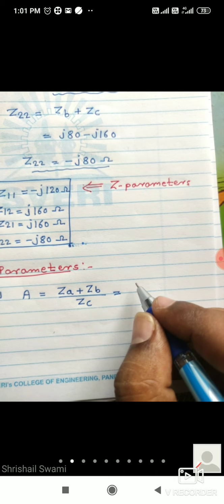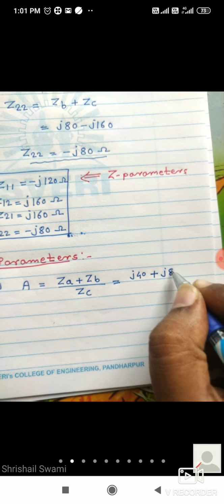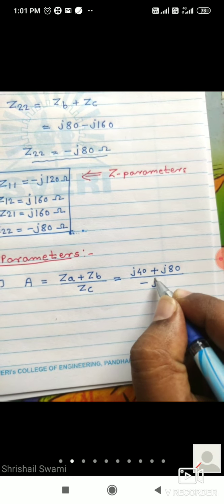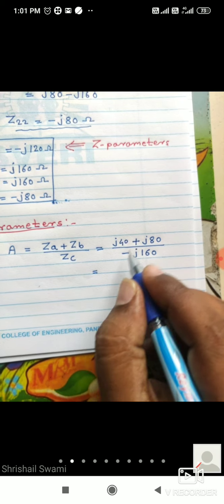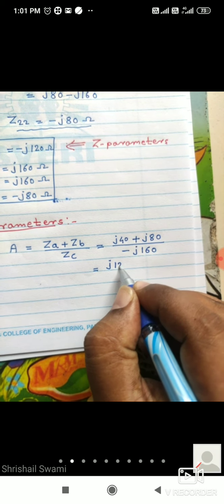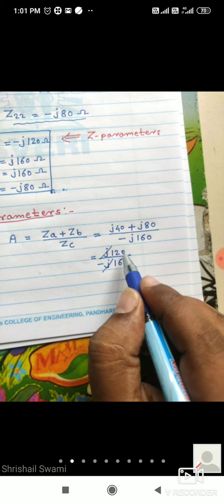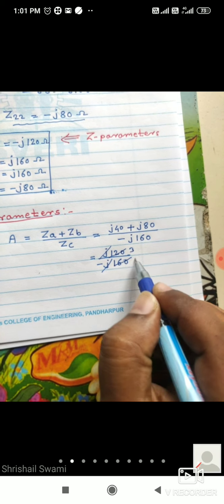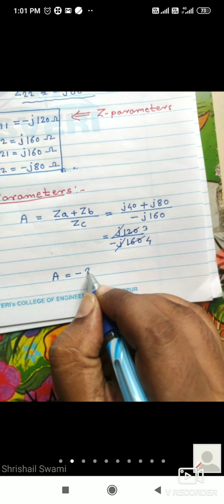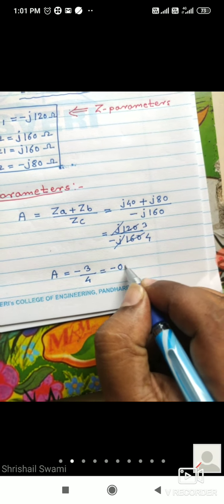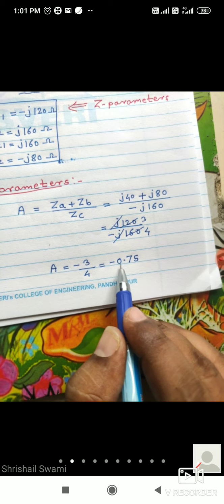So ZA means how much value? That is J40. ZB is how much? J80, divided by minus J160. So what is the answer now? J40 and J80, that is J120, minus J160. So J will get cancelled. 120 divided by 160 means 3 by 4. So A is equal to minus 3 by 4, or minus 0.75.